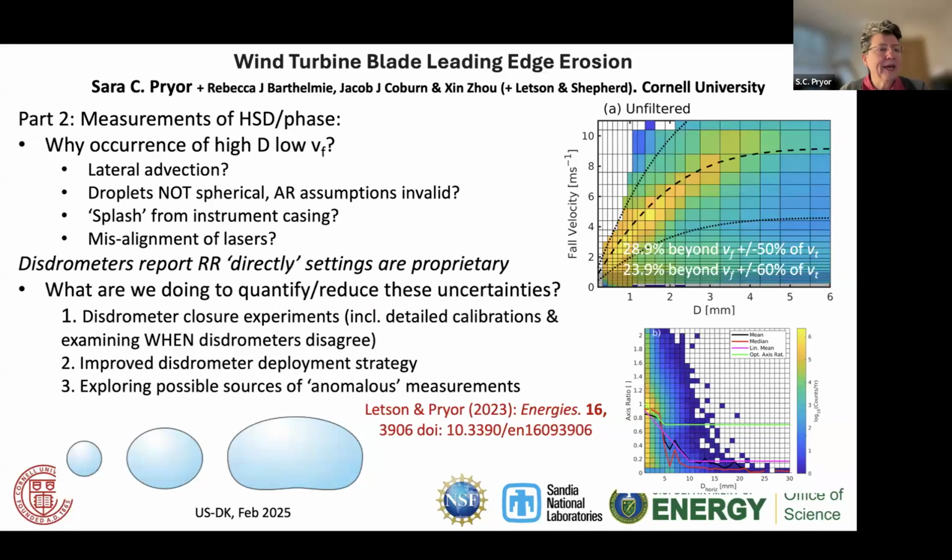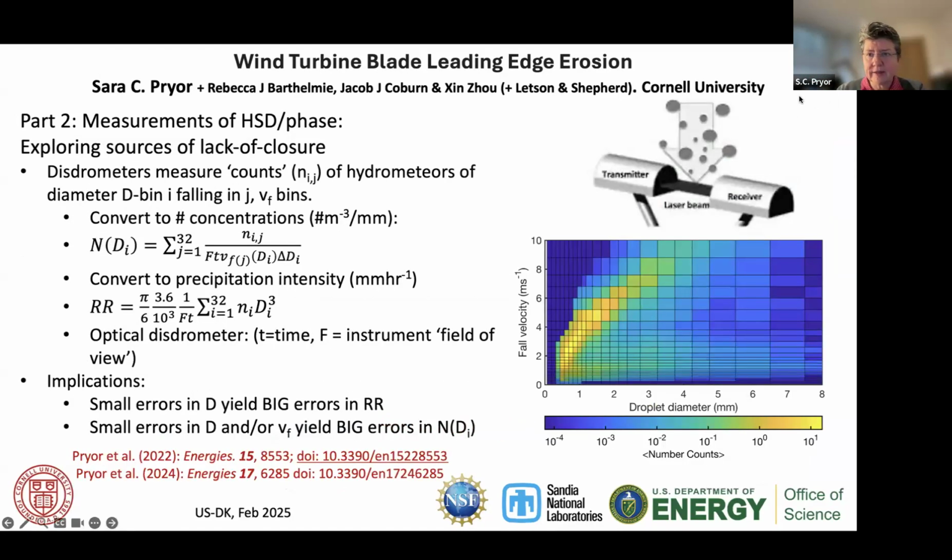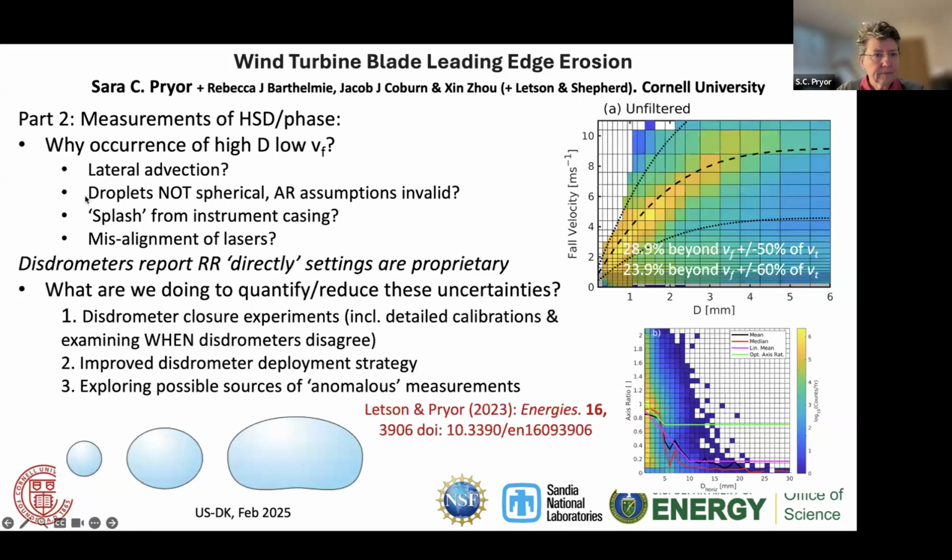So why do we get them? Our first hypothesis was lateral advection. Sorry, if I go back: the idea is that if the wind is blowing these hydrometeors partly across the plane of the laser beams, they will break too many laser beams, appear too wide, and break them at an insufficiently large fall velocity. So that would be a plausible explanation for this lobe.